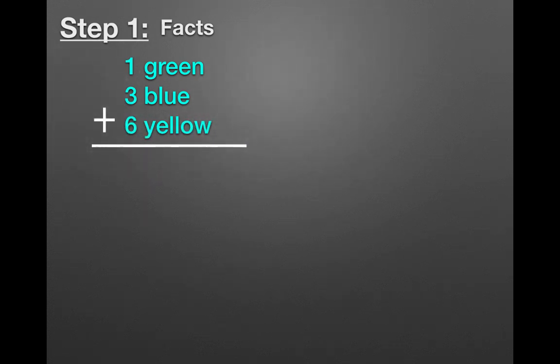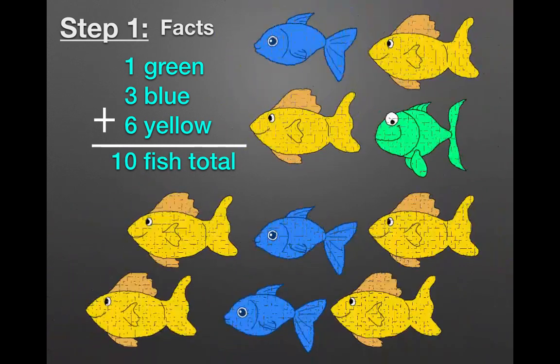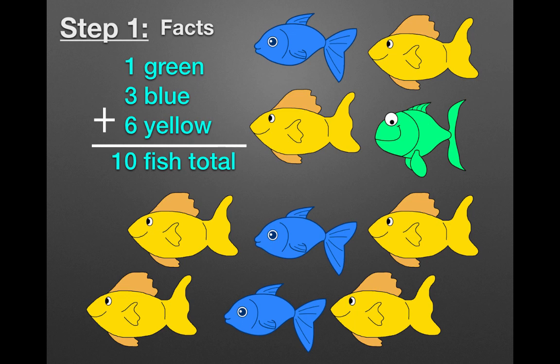Then what we're going to do is add all that up. How many fish are in the entire tank? Let's see, 6 plus 3 is 9, plus 1 more is 10. So there's 10 fish in total. All right, let's picture those fish. Here are all those fish. Lots of yellow, some blue, but to win, what does she need? She needs that green fish.